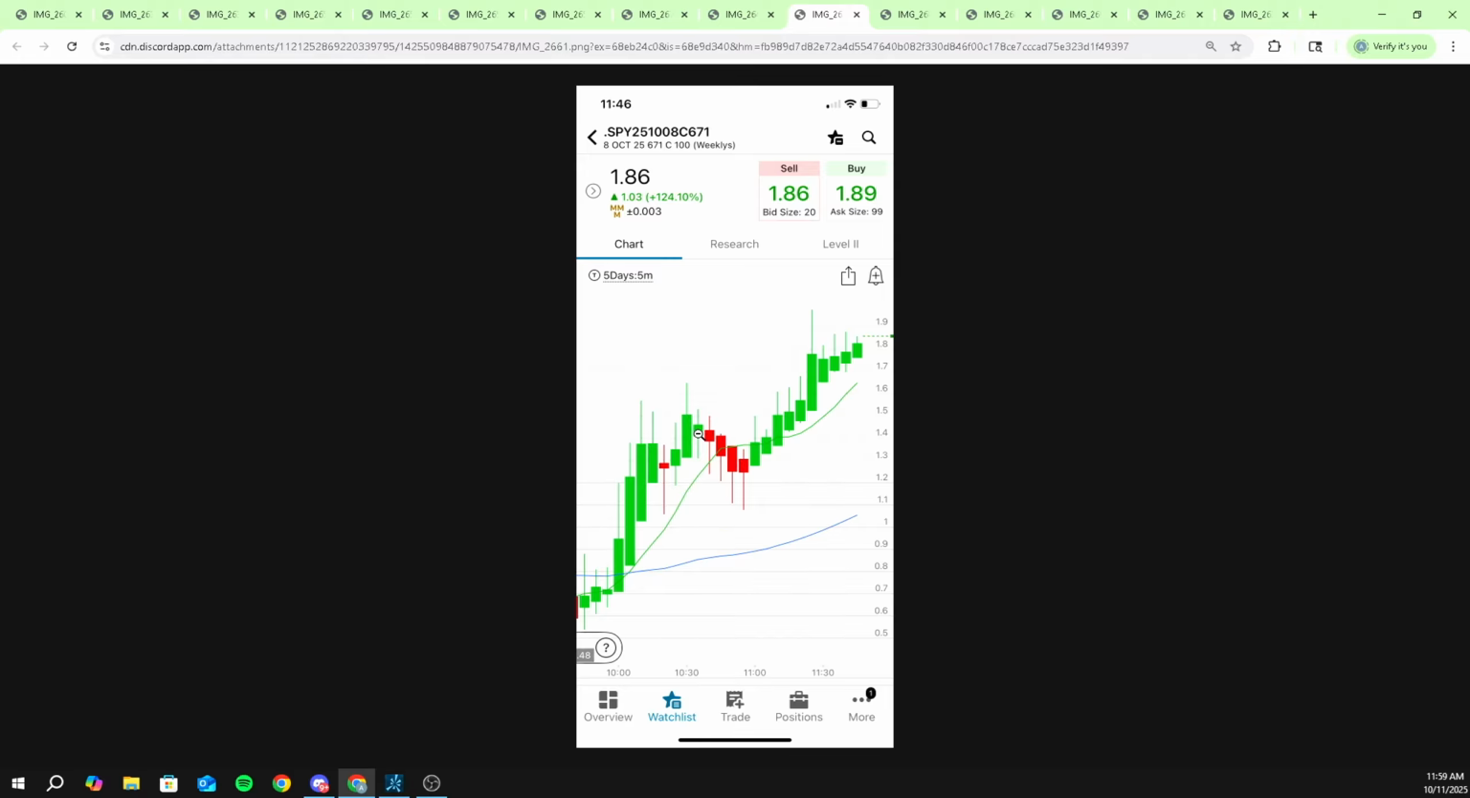The good thing about this is it's repetitive. We're taking the 10 SMA crossing the 50 on the 0 DTE contracts pretty much every day this week, and all of them ended up playing out. We didn't stop out on one of these, which was great. It was a really good week, phenomenal week.